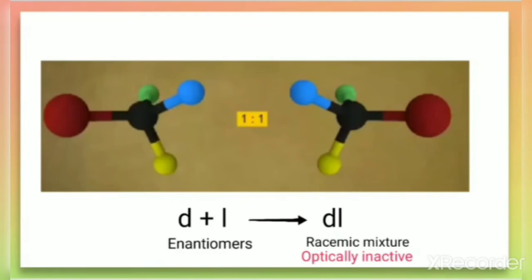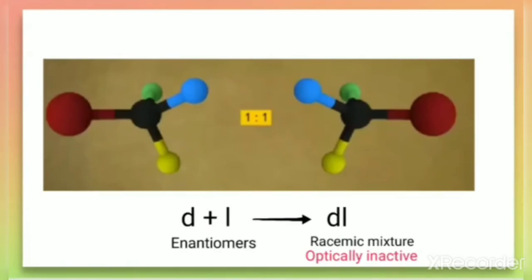plane of polarized light in the clockwise direction and the L form rotates the plane of polarized light in the anti-clockwise direction, in the same magnitude but in the opposite direction. Thus, the net rotation will not be there. Thus, it is optically inactive.